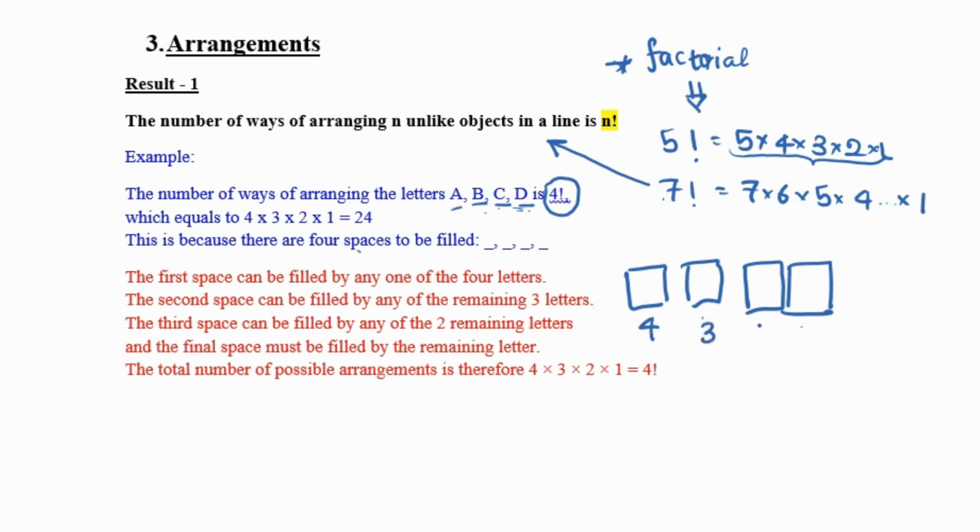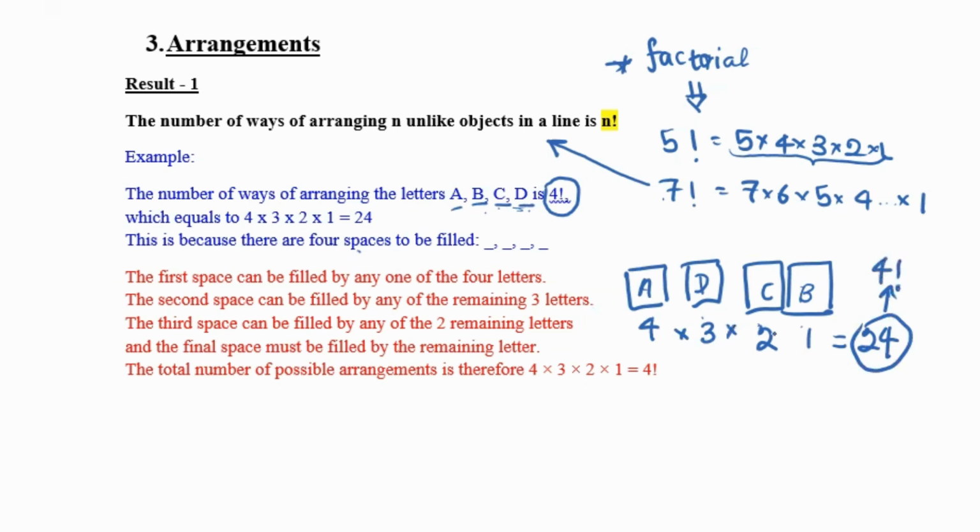Then when we go to the next box, there are only 2 letters left. Say you put D here, and you put A here. And when we come here, there is no choice but to put B, which brings us to one of the arrangements that we have. This is not the only arrangement. Just like this, we can have ADCB, ABCD, ACBD, in any order that we want, which amounts to 4 times 3 times 2, which is 24, which in other words is 4 factorial.